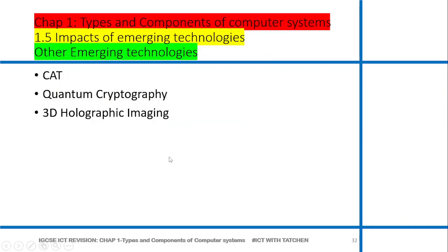Also, I think there are more emerging technologies which you can always look up and read more about. This includes computer assisted translation, and quantum cryptography, where you can encrypt your passwords, numbers, and whatever. 3D holographic imaging, where you create holographic images of people, some form of virtual thing. It shows that you're there, whereas you're not truly there. So you could read more on these emerging technologies to enhance your knowledge.